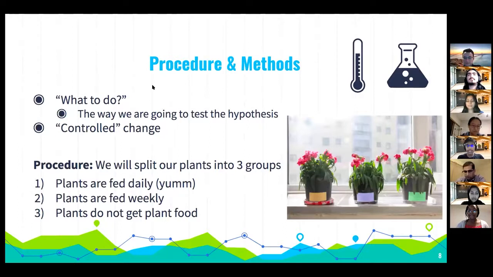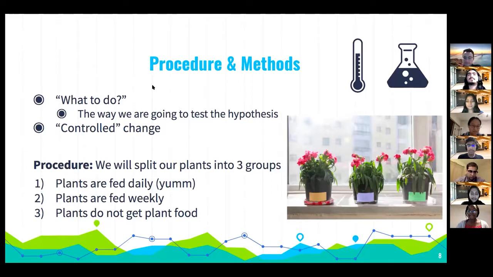Well, one way to test this is to separate out the plants we have into 3 groups. One group receives flower food on a daily basis. One group gets flower food once a week, and one group gets no flower food. And then we can record our observations on what happens to the roses every day as a result. This way, we're seeing what happens to the roses when we don't give flower food to the plants every day.